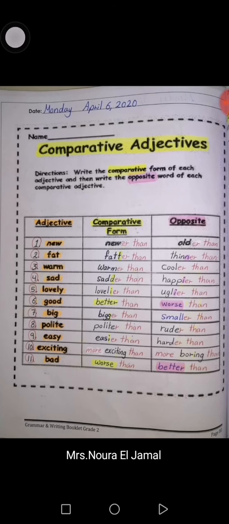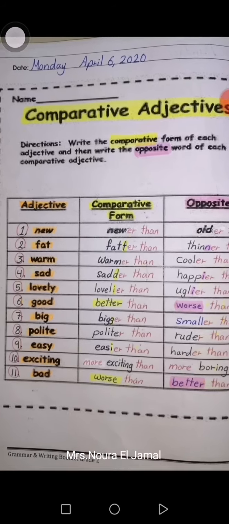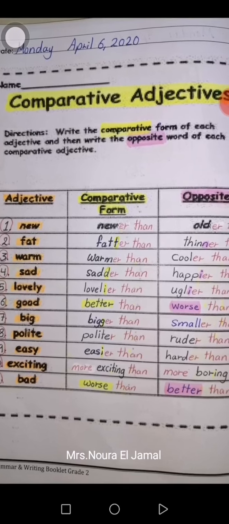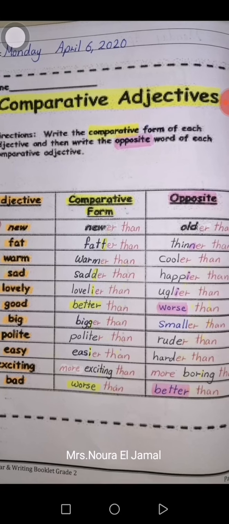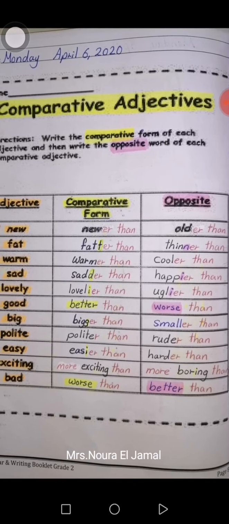Now move to page 80. Comparative adjectives. Here we will write the comparative and its opposite. The adjective here is new. What is the comparative of new? Newer than. Then the opposite, older than.